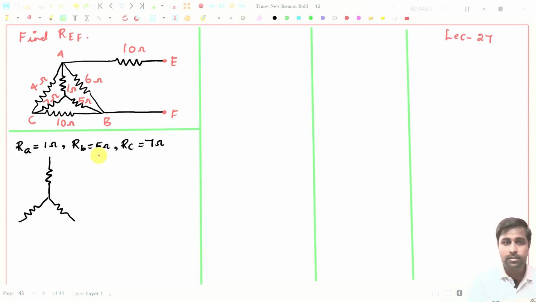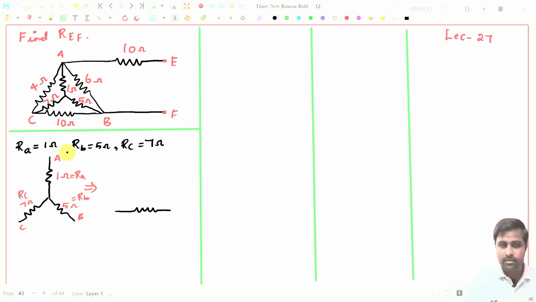So this is 1 ohm, this is 5 ohms, and this will be 7 ohms. This is point A, this is point B, and this is point C, right? This is the star connection given, and this is RA, this is RB, and this is RC. Now we need to find the equivalent delta connection. What is the equivalent delta connection?